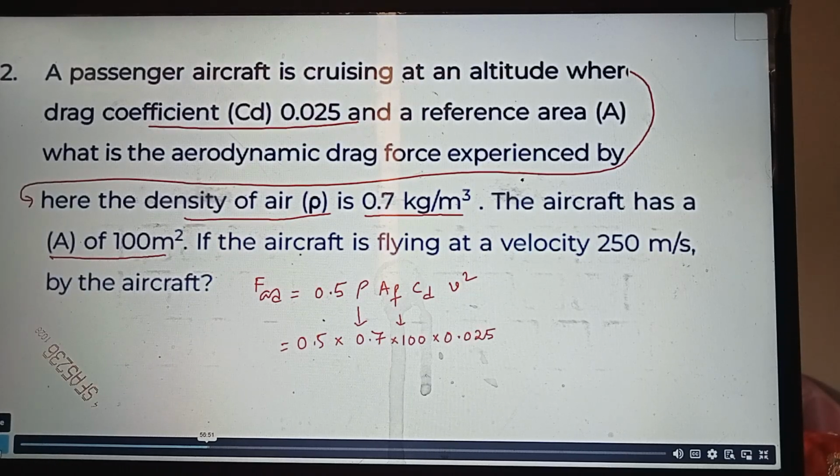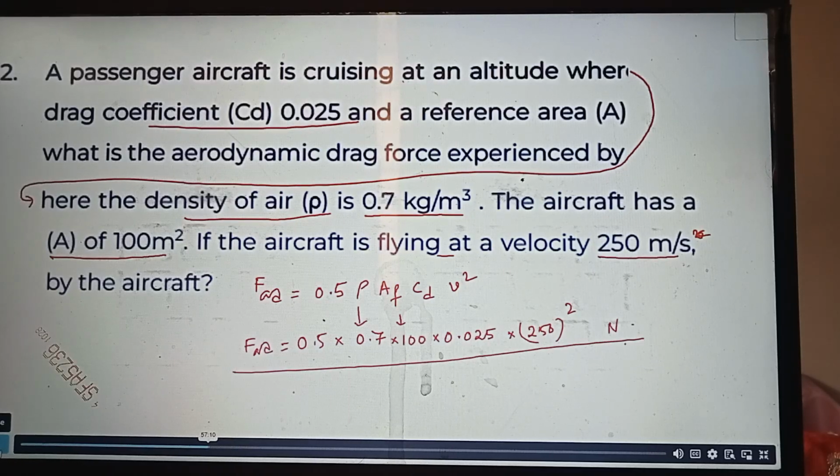0.025. Okay. If the aircraft is flying at a velocity of 250 meter per second, so your vehicle speed is given as 250 meter per second. So we're going to take a square of that, and then we're going to get the value of aerodynamic drag. Okay. So CD is given. Velocity is also given. So quickly, please find out what is this aerodynamic drag. Later on, you'll see we can also apply the same thing to a vehicle. For time being, quickly calculate it and give me the answer.